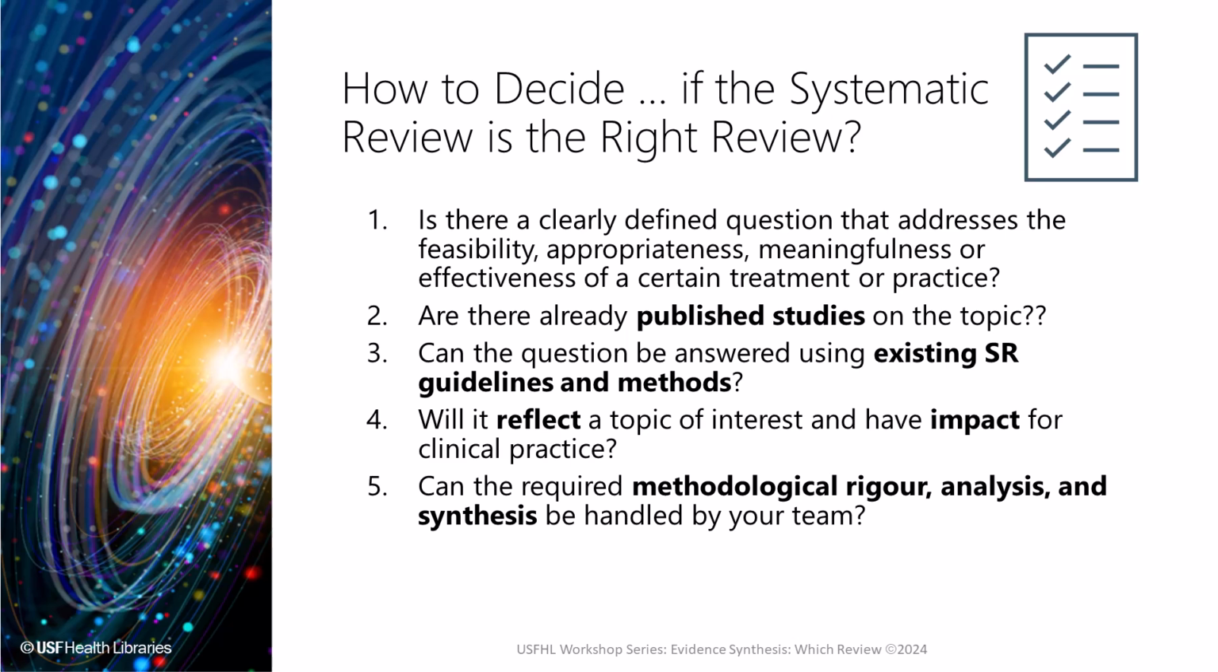If the authors have a single or precise question addressing the feasibility, appropriateness, meaningfulness, or effectiveness of a certain treatment or practice, then the systematic review may be the right approach. If there is a need to make specific recommendations for clinical practice or policy, then a systematic review may be the right choice. Finally, because rigorous research methods must be used to perform a systematic review, strict rules apply to each step in the systematic review process.